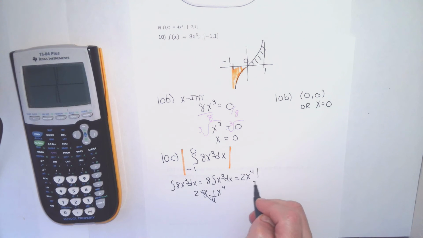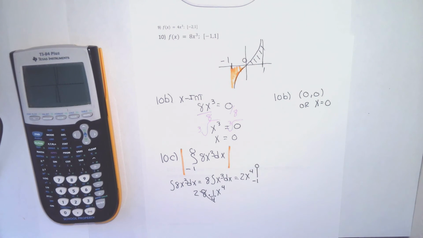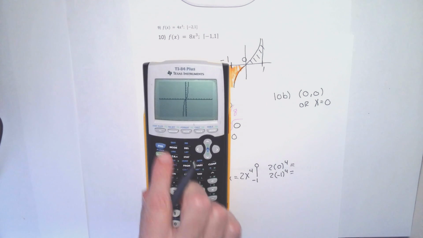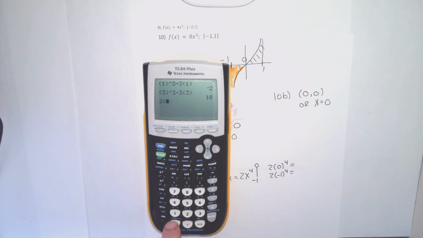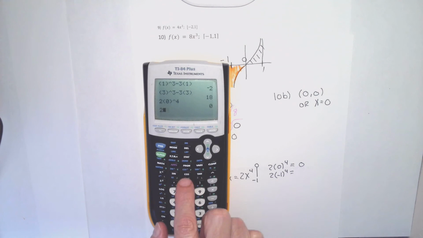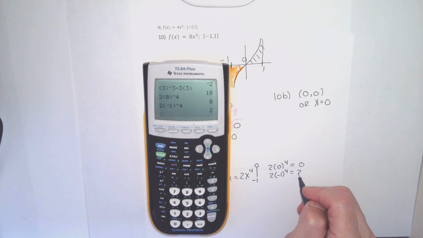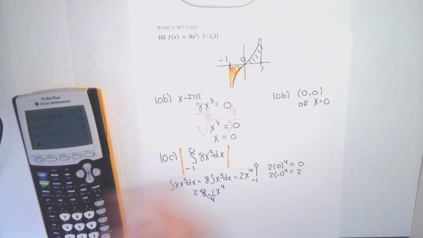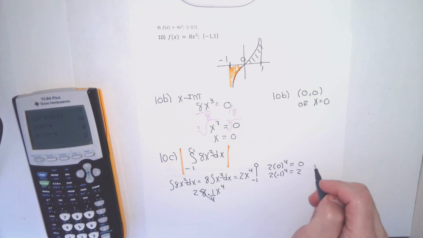I need to plug in -1 and 0. By hand, I do the 0 first and the -1 second, and then I'm going to subtract the results. Should come out to a negative number, and I'm going to make it positive. So first computation, 2 times 0 to the 4th is 0. Second computation, 2 times -1 to the 4th is positive 2. So this integral comes out to be 0 minus 2.